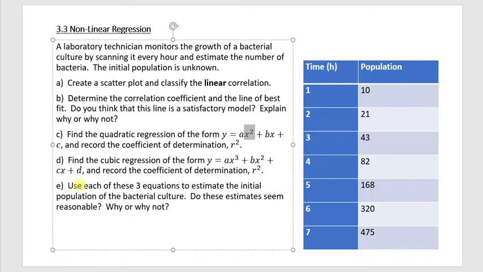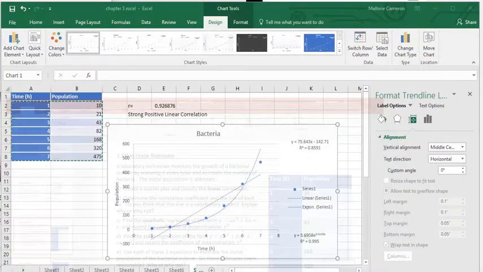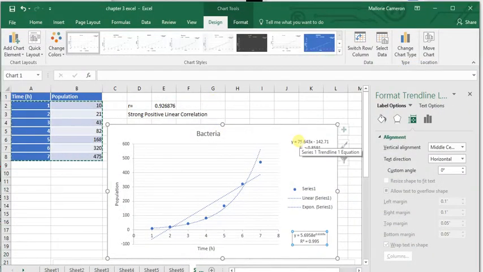Okay, so use each of these 3 equations. So we did linear, we did quadratic, we did cubic, and we went a little bit further and did the exponential just to kind of see what was going on. To estimate the initial population of the bacterial culture, do these estimates seem reasonable? Why or why not? Okay, so what we're going to do for this is we're going to take the linear, quadratic, and cubic equations.